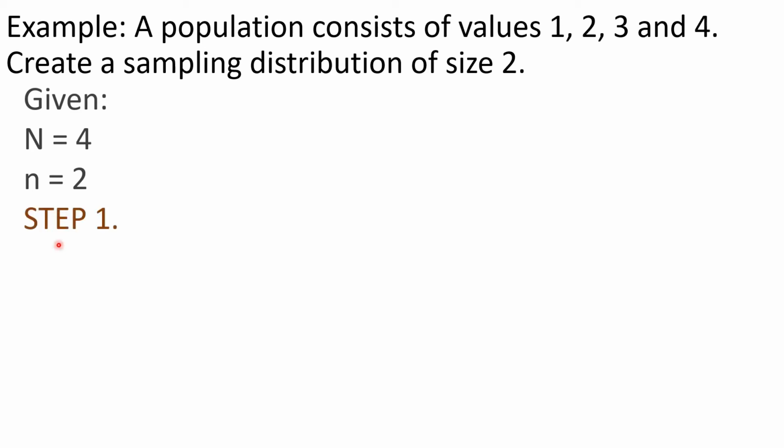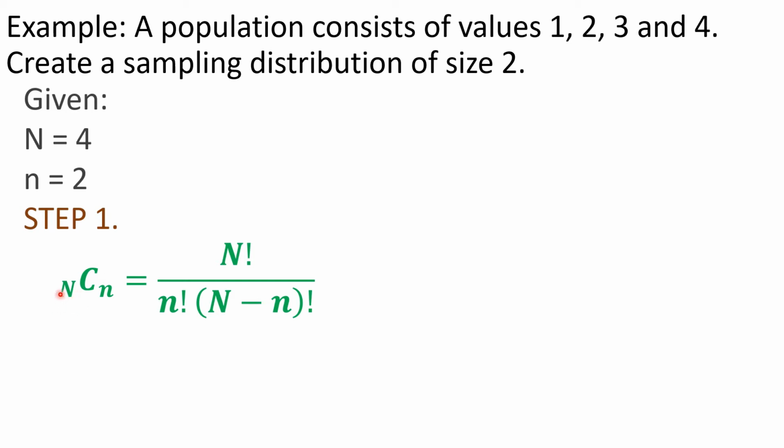Step 1, we are going to solve for the total number of possible sets of the random samples. So we will use the formula for combination of N things, capital N things, taken n at a time, that's small n. So this is that formula.